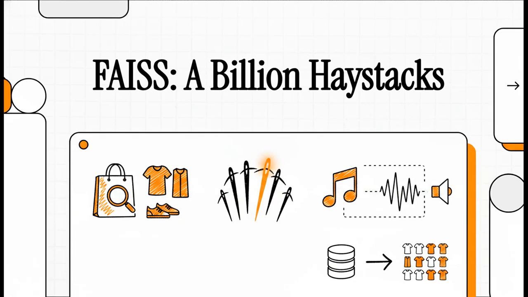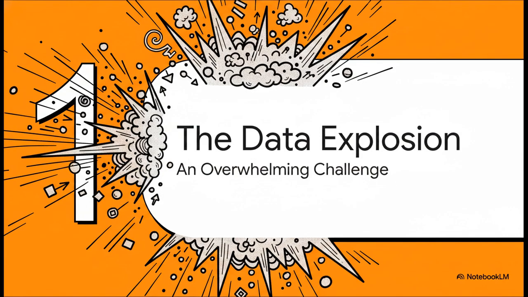You know how a shopping site can instantly show you products that look just like the one you're checking out? Or how a music app serves up a song you've never heard before but you instantly love? Well, the magic behind all that is finding similar items inside these absolutely gigantic databases. Today, we're going to pull back the curtain on a super powerful tool called FAISS, which does exactly that. It literally finds the needle in a billion haystacks. All right, let's dive right in.